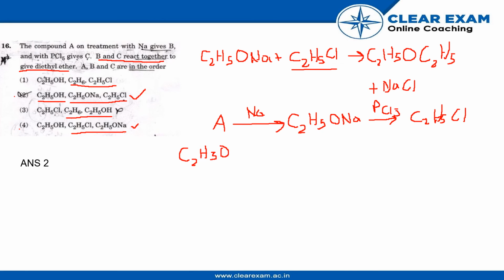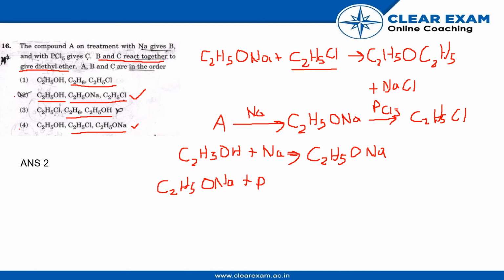So C2H5OH plus Na will form C2H5ONa, and this on further reaction, C2H5OH plus PCl5 will form C2H5Cl plus HCl plus POCl3. So this option 2 is the answer.